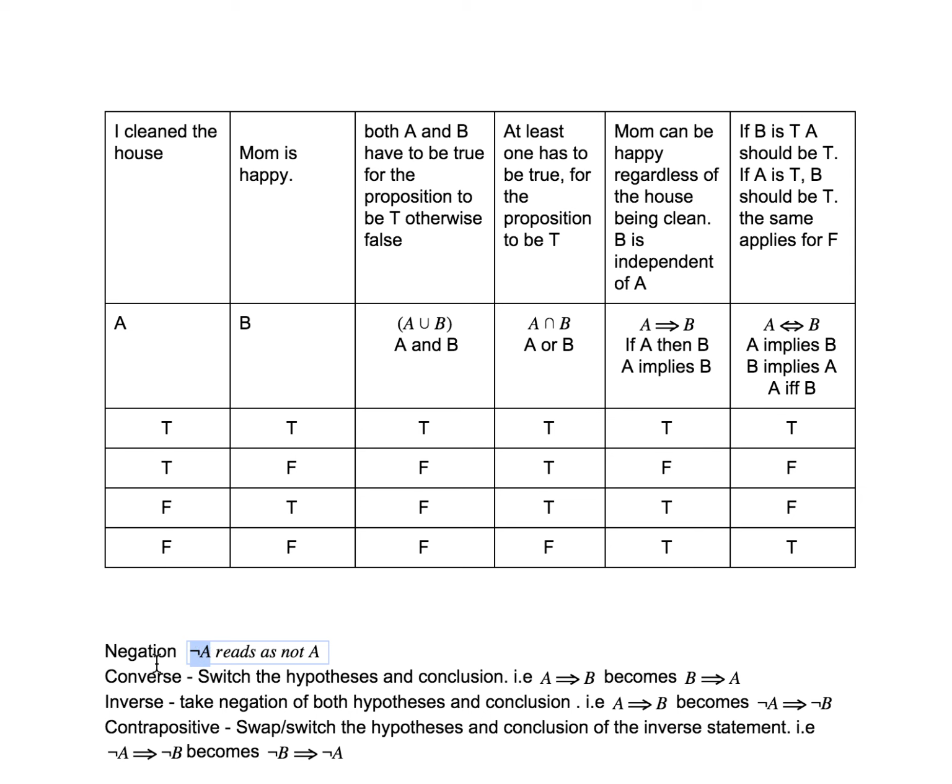And then we have the converse of a proposition. When writing the converse, you basically switch the hypothesis and conclusion. For instance, if you have A implies B, the converse becomes B implies A. And then we have the inverse. Inverse means you take both the negation of the hypothesis and the conclusion, as shown here. And then we have the contrapositive. Here we swap the hypothesis and conclusion of the inverse statement, as shown here.